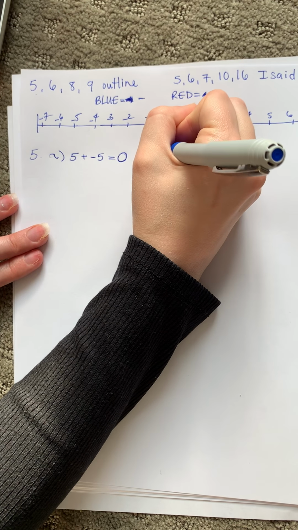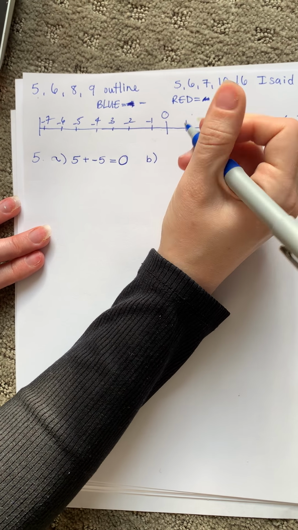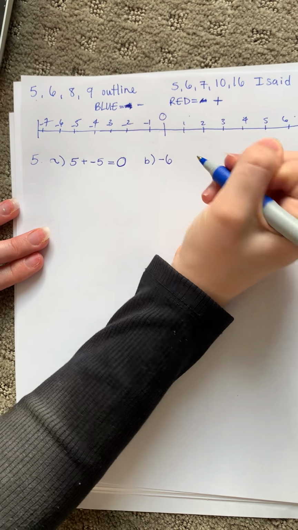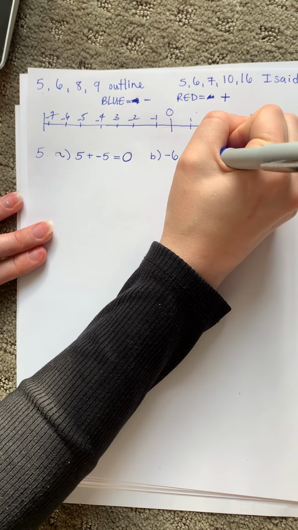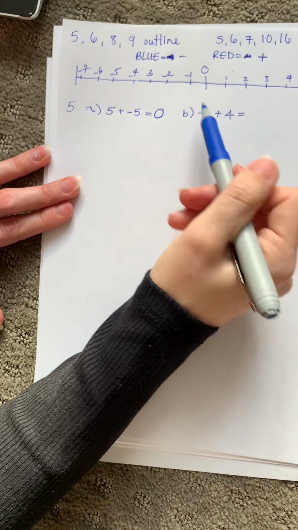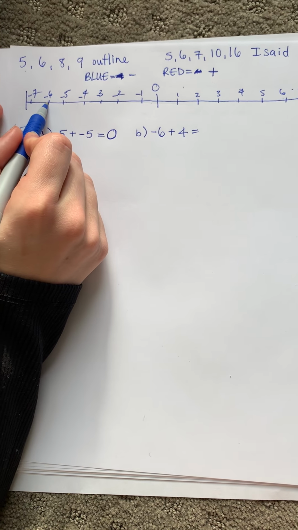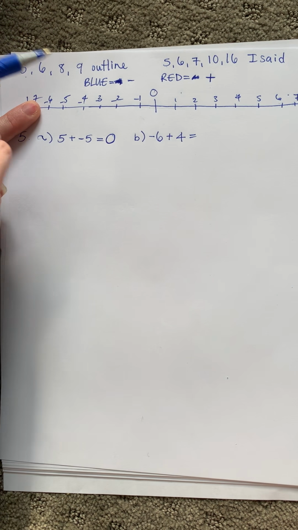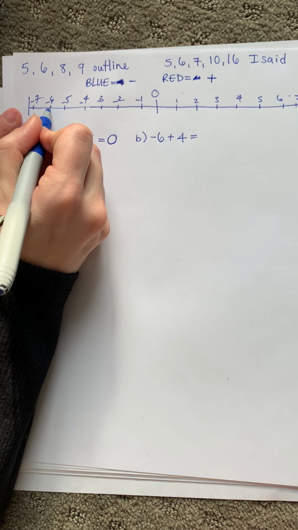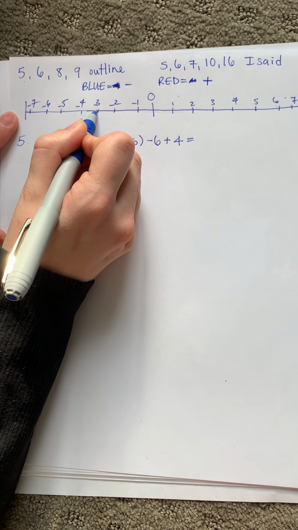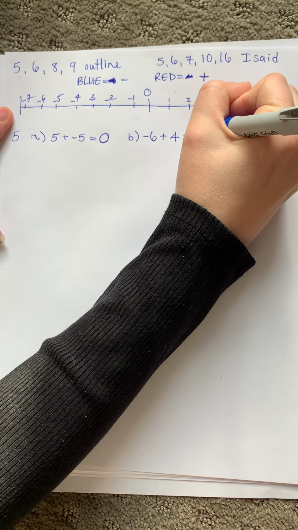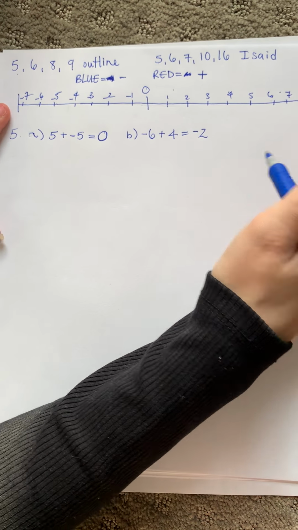Then we have 5B, which has negative 6 blue dots, but I am adding 4 red dots. So I'm going to start at negative 6. And this time I'm doing positive numbers, so I get to move to the right. So I'm at negative 6, and I'm going to move up 4. 1, 2, 3, 4. I'm at negative 2.